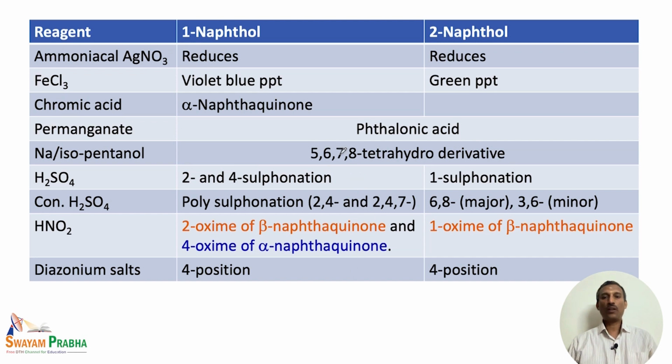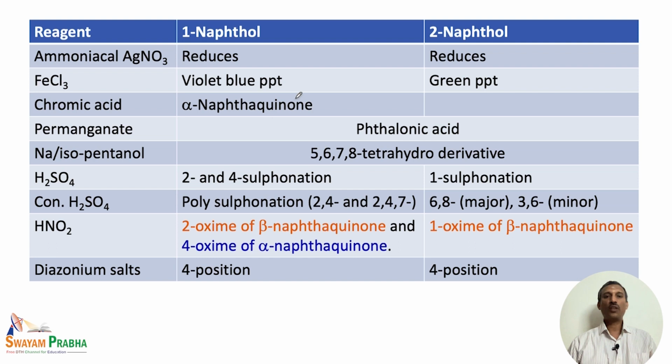And if we do a comparison of the reactions between 1-naphthol and 2-naphthol, both 1-naphthol and 2-naphthol reduce ammoniacal silver nitrate, but they give different types of products. For example, 1-naphthol gives a violet blue precipitate, whereas 2-naphthol gives a green precipitate when treated with ferric chloride.